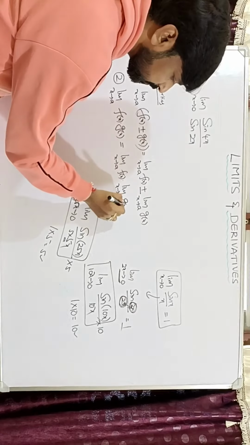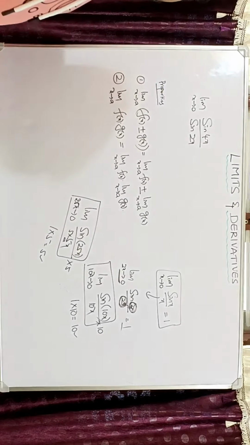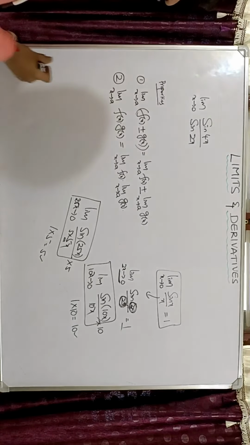Next, coming to the second property, limit x tends to a, f of x into g of x is there. Multiplication of two functions. This can be written as limit x tends to a, f of x into limit x tends to a, g of x.